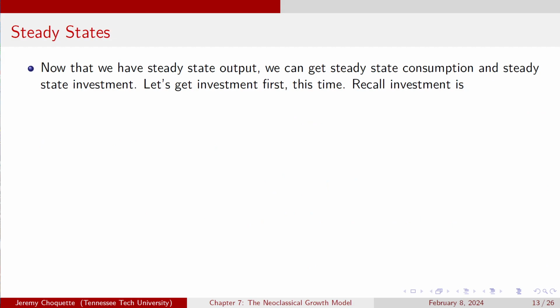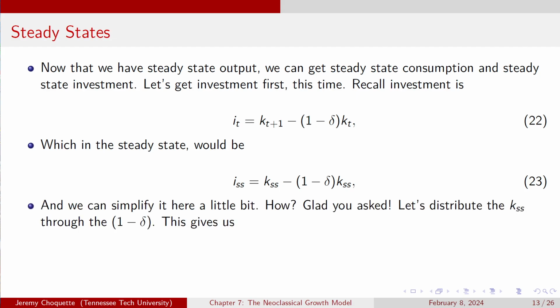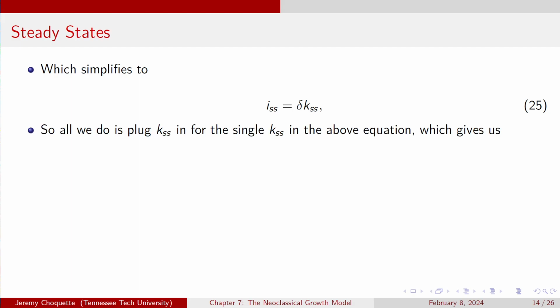But let's get steady state consumption and steady state investment. We'll do steady state investment first because that's pretty easy. Remember, investment's the law of motion of capital, which in the steady state is just equation 23. It's equation 22 with SS subscripts instead of T and T plus 1 subscripts. Now I can simplify it from here, because if I distribute KSS through that 1 minus delta, I get KSS minus KSS plus delta KSS. Well, I got KSS minus KSS. Cool. That means I got 0. So now it's just ISS equals delta times KSS.